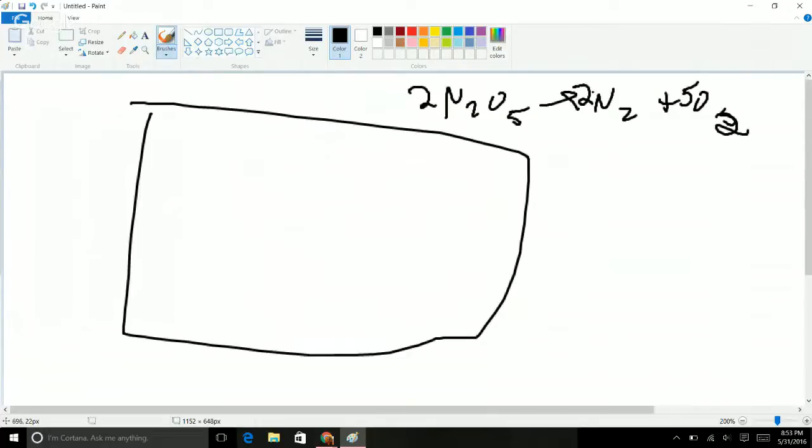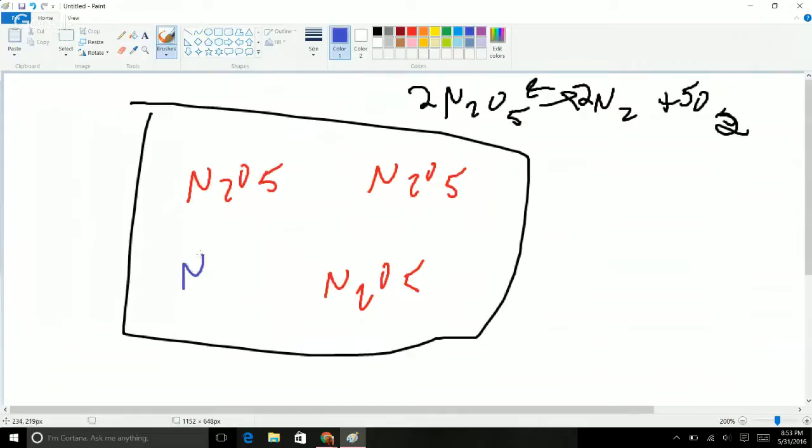Okay, so that means that inside the bucket, this is an equilibrium, which means it has some N2O5s, some N2s, and some O2s. So we've got a couple N2O5s, and we've got some N2s, and we've got some O2s. I'm not really doing good on numbers here, but you kind of get the gist. So what's happening is everything is in a bucket together. So when you apply stress to it, you're applying stress to everything. You're not just applying stress to reactants or products, you're applying stress to everything.